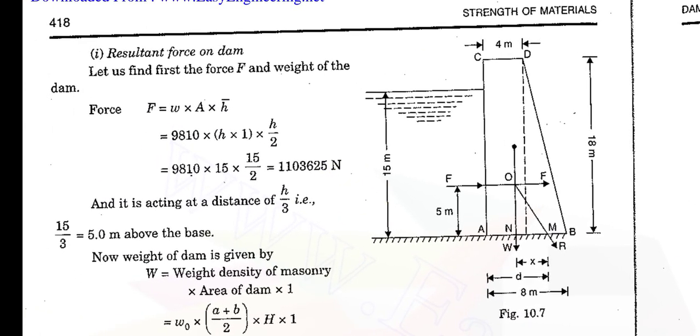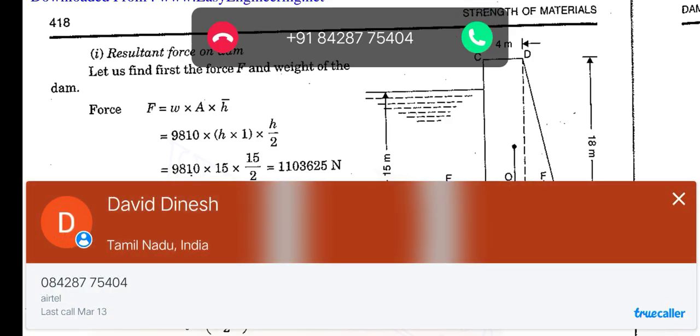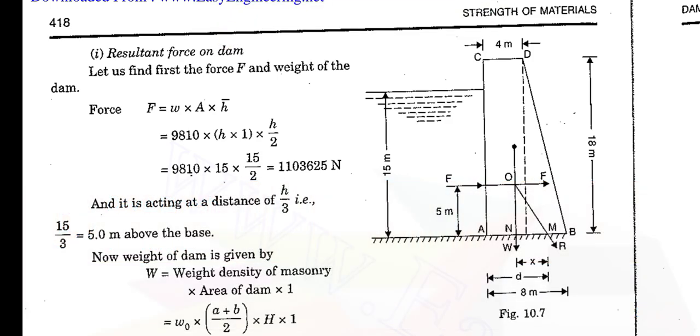Then the total resultant force on the dam. First thing you have to find out is the resultant force. You can see the diagram. This is how it looks.